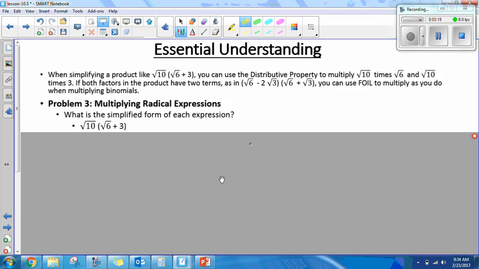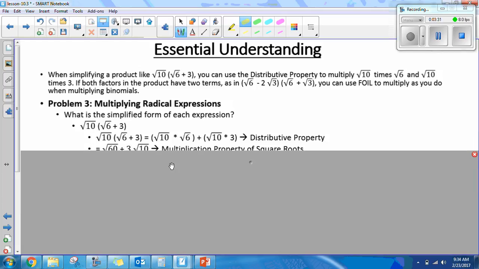Problem 3, multiplying radical expressions. What is the simplified form of each expression? Radical 10 times the quantity radical 6 plus 3. Again, use the distributive property, so we get radical 10 times radical 6 plus radical 10 times 3.